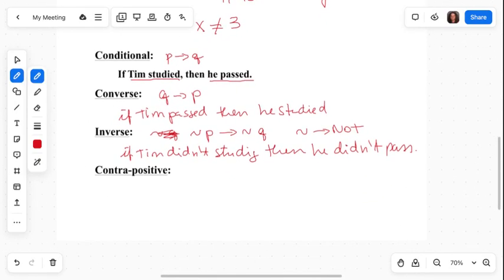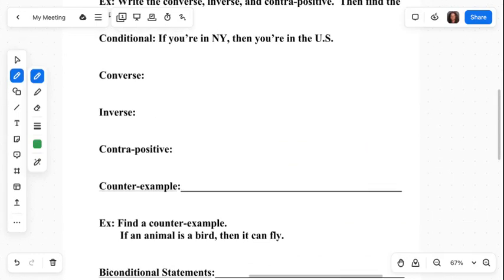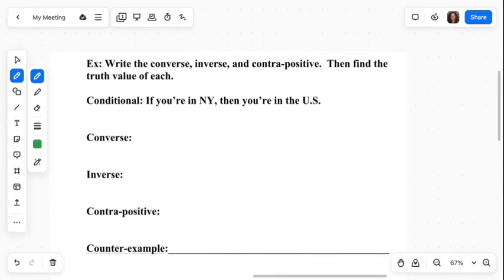The contrapositive is when we take the inverse and switch the order of the inverse, or the negation of the converse. So if not Q, then not P. To switch the order here, we say that if Tim didn't pass, then he didn't study. For the next page, I'm going to ask you to work on it, and then we'll go over this part in class.